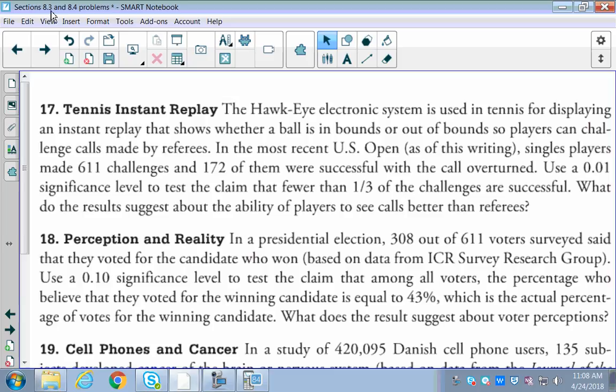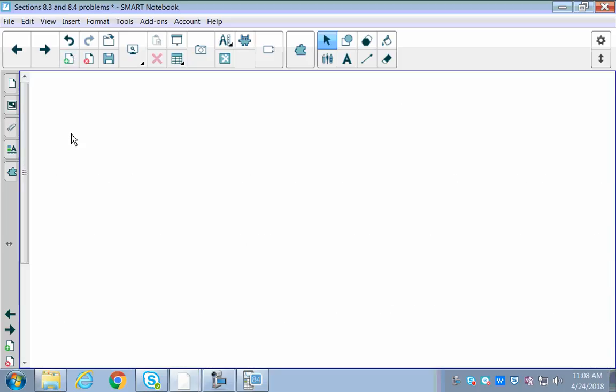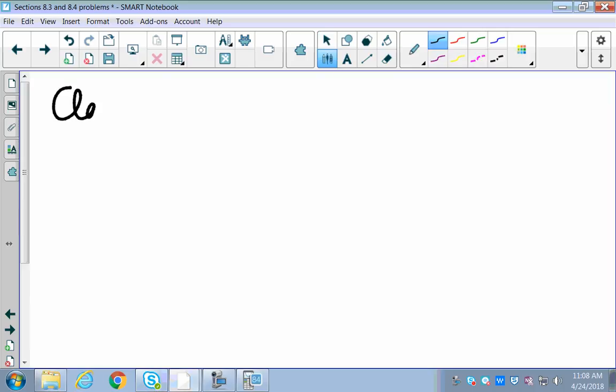So let's add a page here. When I'm doing a hypothesis test problem, I'm going to go step by step by step by step. Without doing that, you're going to get yourself lost. My very first step is going to be to state the claim.